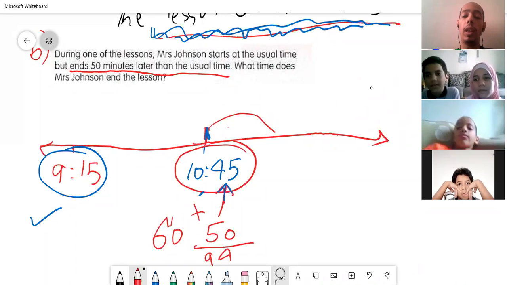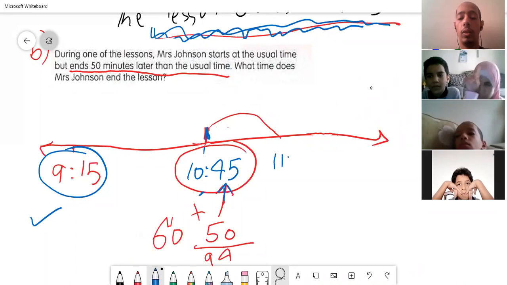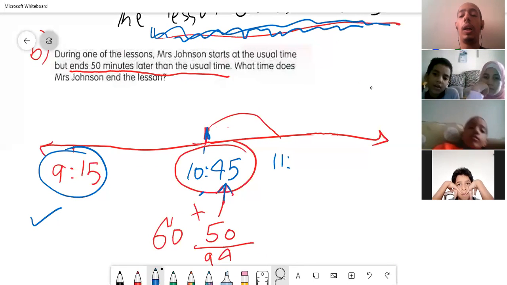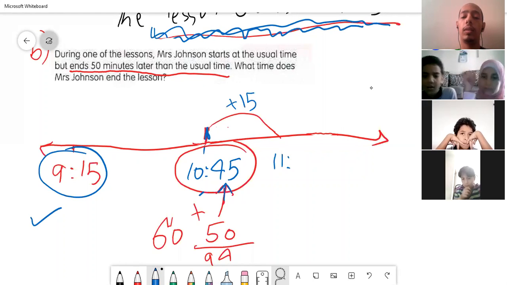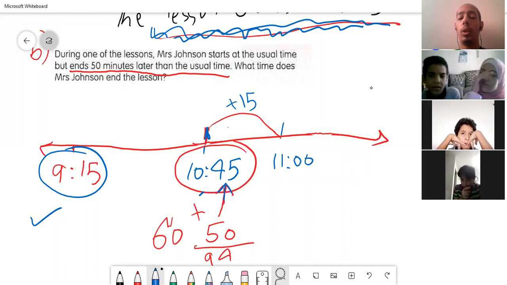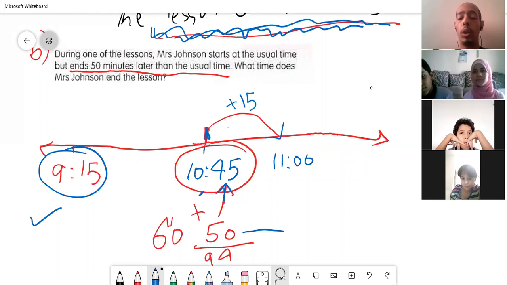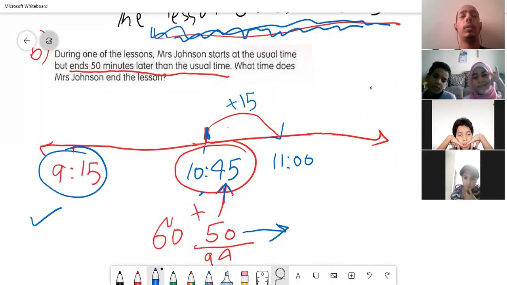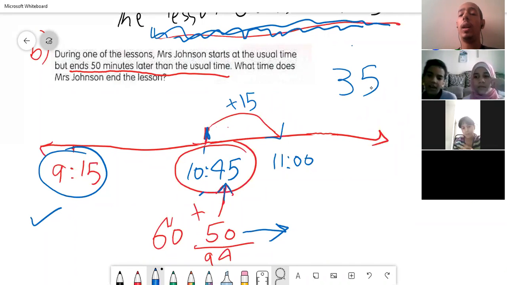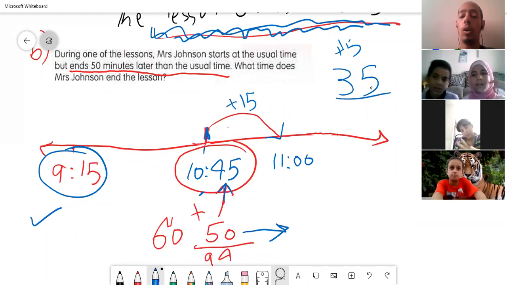To reach 11, how many minutes do we need from 10:45? 15, right? To reach 11, we need 15 minutes. But we need to add 50 minutes, and we already added 15 minutes. Then how many minutes are left to add? 35, right? Because 35 plus 15 equals 50.